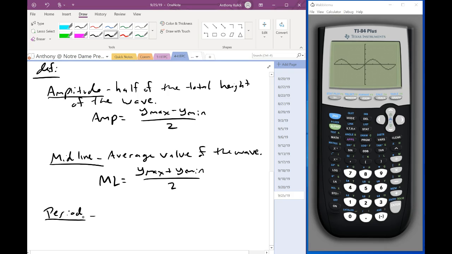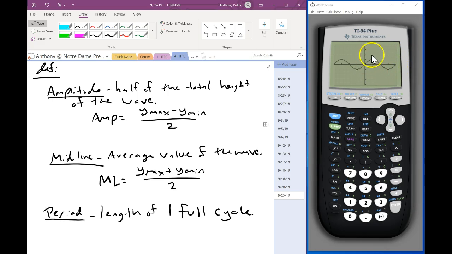For the period, it's the length of one full cycle. So if I look at my graph, let's maybe just pick an arbitrary point to start at. Seems natural to use the origin. So if I do that, my graph does an up part, it does a down part, and then when I'm back to the x-axis, I'd start another up part again.